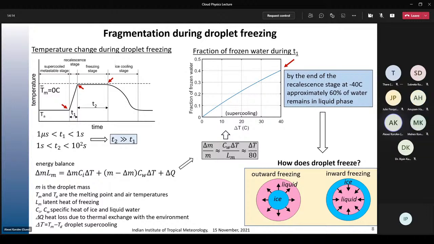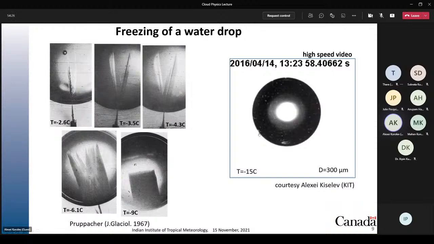So the next question is how does a droplet freeze? It may freeze outward, or it may freeze inward, and that makes a big difference. It was found in a number of works that during the recalescent stage, the ice mesh, or ice network, which fills the inside of the droplet, strongly depends on temperature. At relatively high temperatures, above -5, flat dendrites gradually fill the inside of the droplet. However, at lower temperatures, the ice network becomes denser and denser. For example, at -9, you can see that it's quite dense compared to -3 and -2.